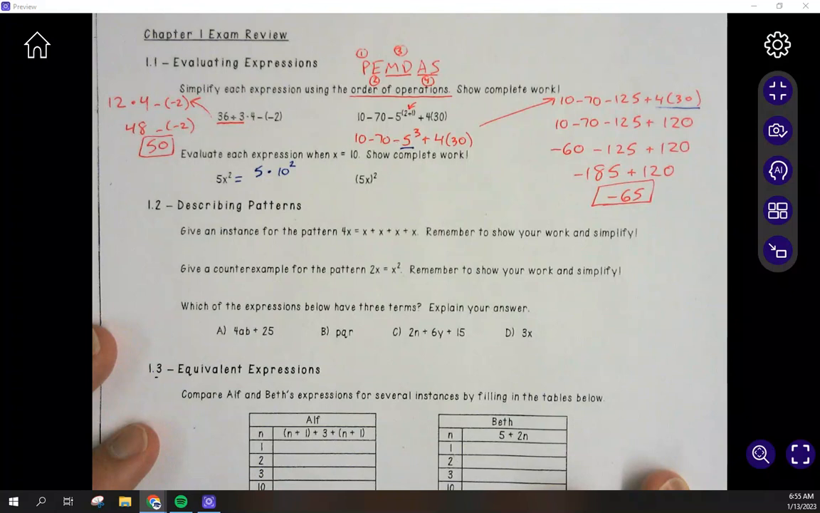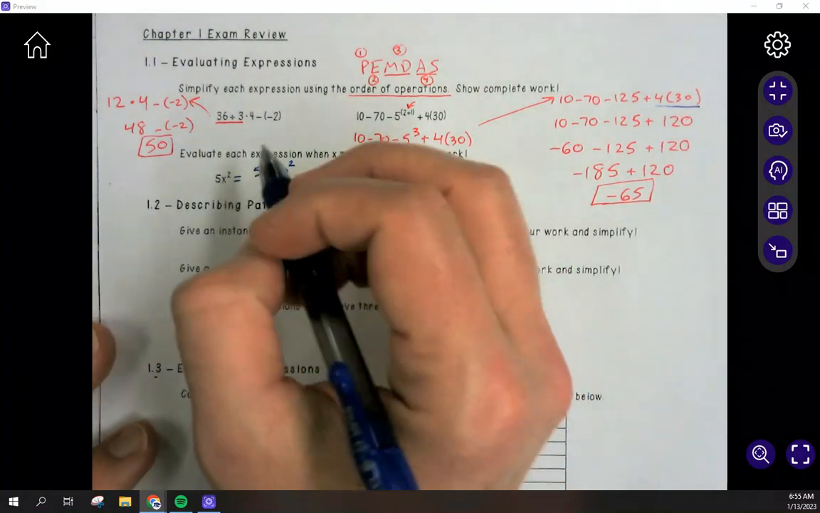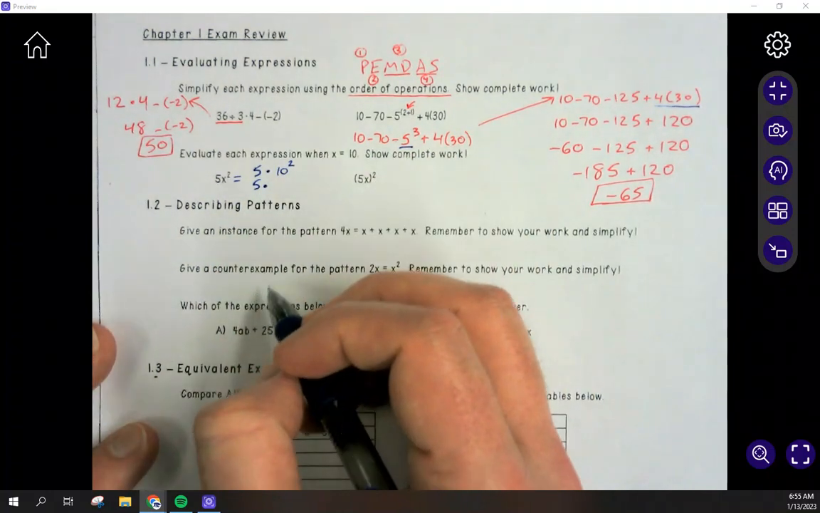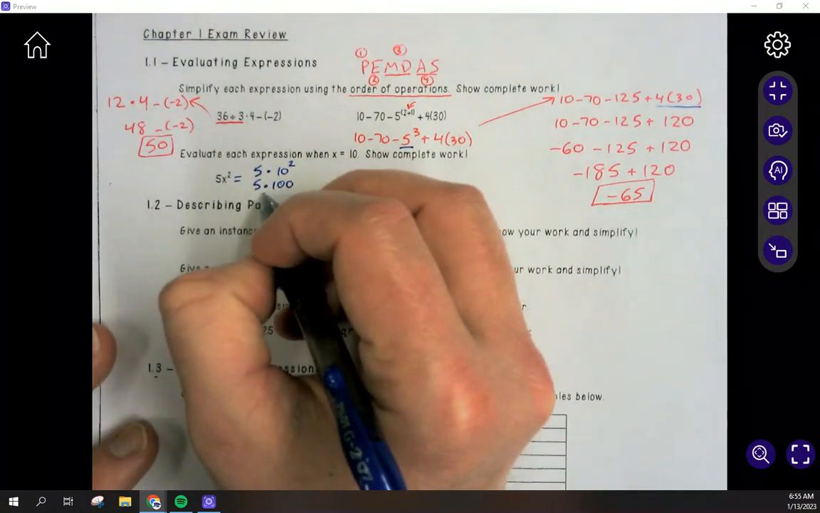All right, so I have substituted in. Next, I need to follow my order of operations. So parentheses, I don't have any. Exponents, I do. So I'm going to leave the 5 and the times alone. 10 squared is 10 times 10, that's 100. And now all I have is multiplication.